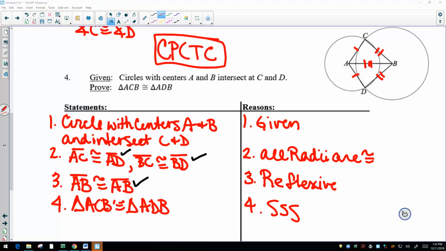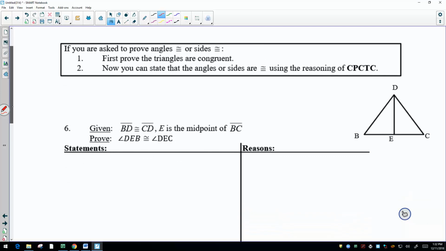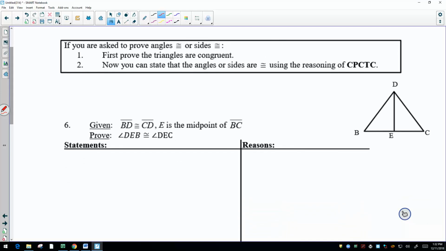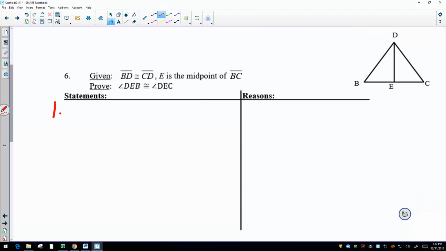And there's our proof. Now on the next page, we want to think to ourselves, okay, so if we are ever asked to prove angles congruent or sides congruent, it doesn't necessarily mean we need a different train of thought. That probably still means try and get your triangles congruent first. Then once you know your triangles are congruent, then we can use CPCTC. Okay, so let's take a look. Again, always start with your given.